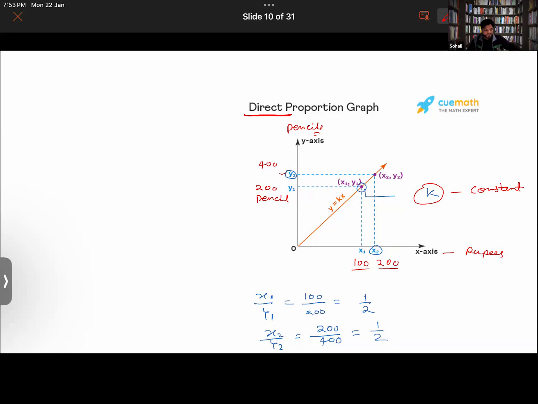Okay, now further we will understand. Sir, what is constant value? Constant value is a value which is not changing. A value which does not change is called a constant value. In this case, you are getting 1 upon 2. Again, for the next values also you are getting 1 upon 2. So this is not changing. 1 upon 2 and then 1 upon 2, right?